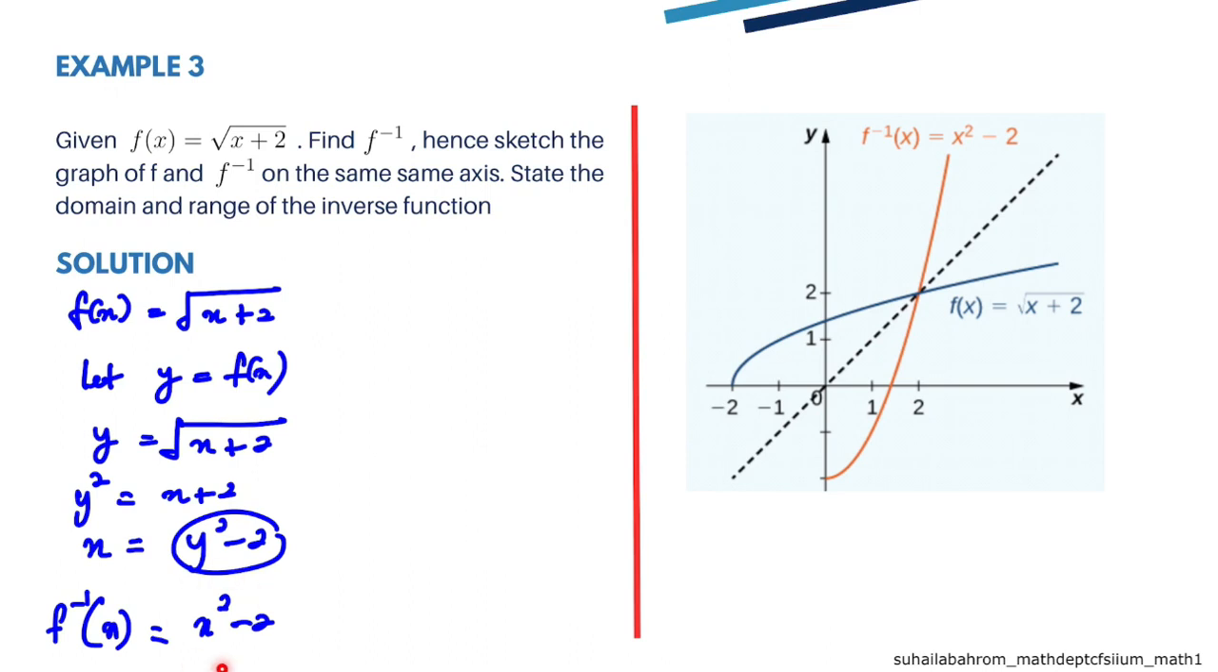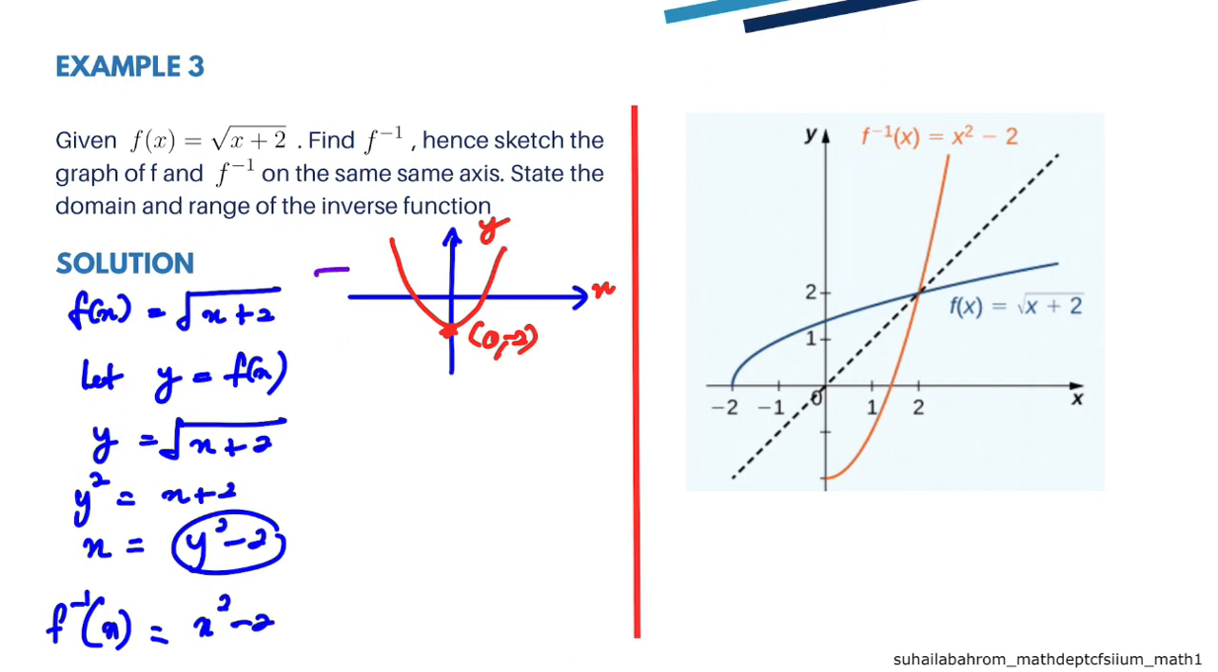By right, if you try to sketch the graph of x squared minus 2, from the basic graph x squared, the negative 2 shows that your graph will move down 2 units. So it should be something like this. This is the graph of x squared minus 2, and this coordinate is (0, negative 2).